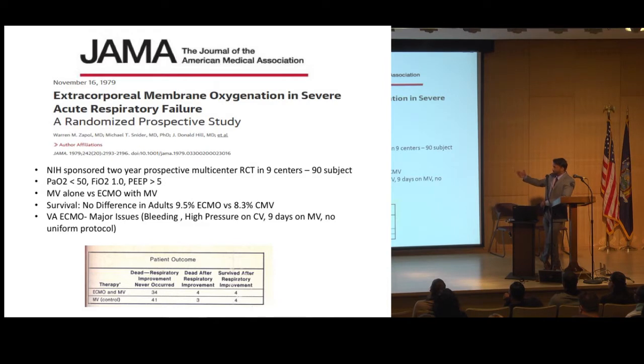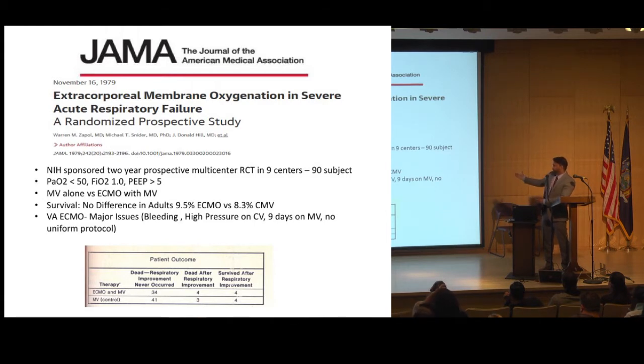Some of the criteria were that PO2 was less than 50, FiO2 100%, PPO5 or greater. What they did was they placed one group of patients on ECMO and conventional ventilation, and the other group was purely on mechanical ventilation. What they found out was there was no significant difference in the outcomes, about 10% give or take. So it was not a successful trial in that sense. When we look at the data and how things were done and why it was not a success, there were some flaws to it.